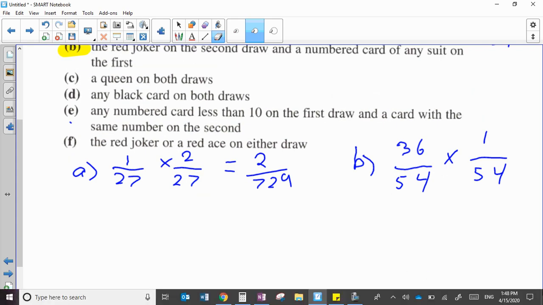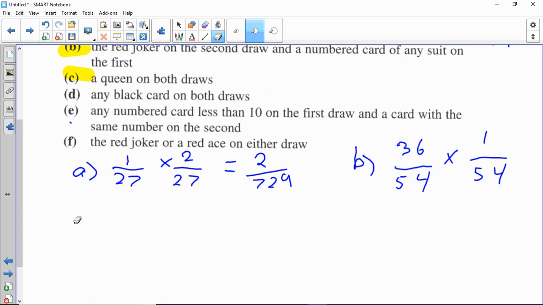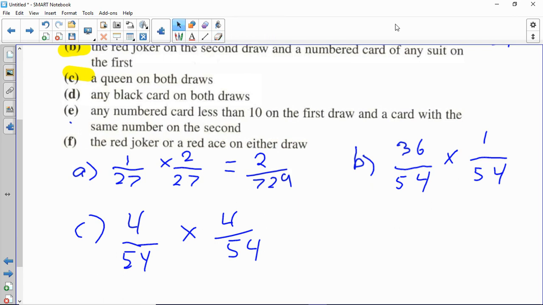Okay, for part C. Queen on both draws. So a queen on both draws, there are 4 queens. So 4 out of 54 times 4 out of 54 is your answer for that one. Okay. D, a black card on both draws. Exactly half the deck is black. So you can use 27 out of 54, which is a half, or you could just think about half the deck being black. That's got to happen twice, which gives you a quarter.